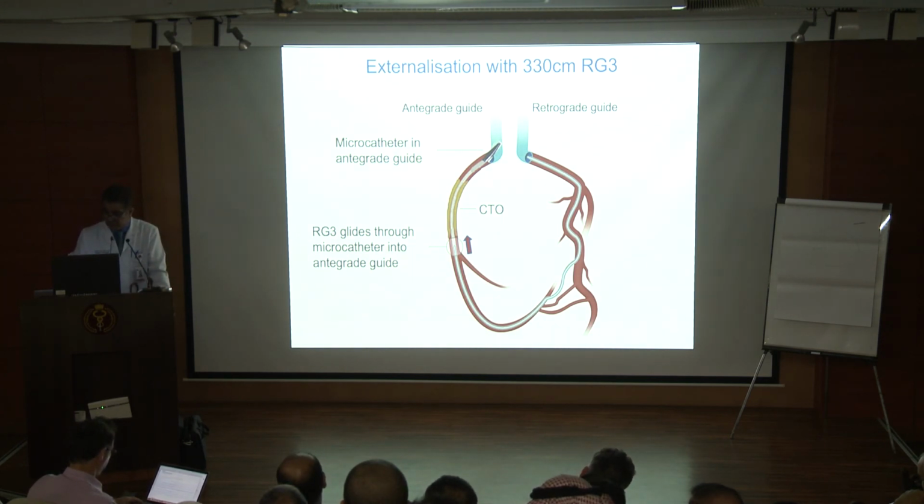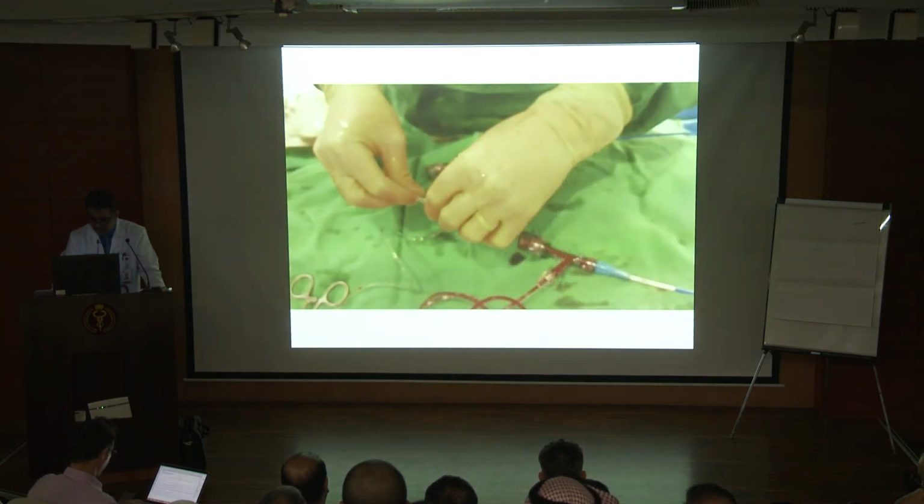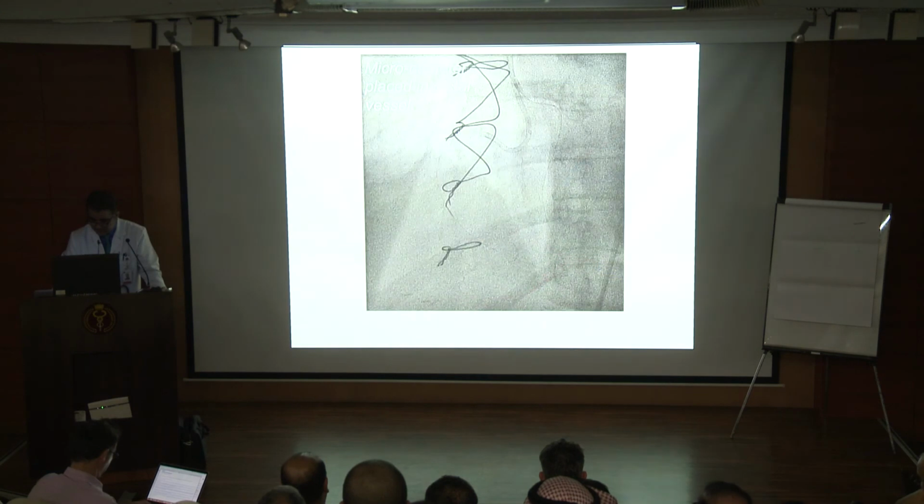Always protect your collaterals. Once you have externalized, make sure you bring your microcatheter back and protect the collaterals, because the movement of the heart with the wire and the septals would be like the cutting cheese effect. So always protect the collaterals. I think I'm going to skip through all of this, it's a repetition.